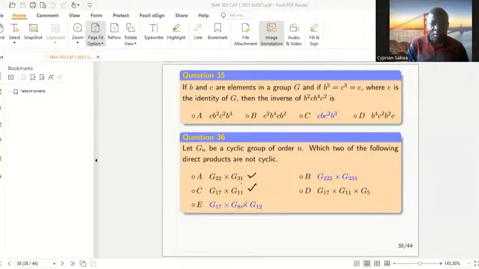This is not cyclic because 8 and 12 are not relatively prime. 8 and 12 are not relatively prime because they have another common factor, 2.